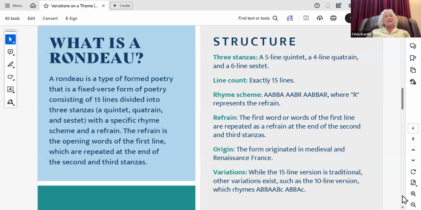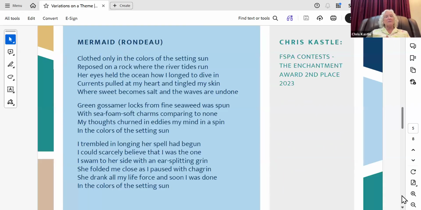So let's go on to the next slide and see if I was able to capture the original story in this variation. Obviously, when I get to the end of it, you'll see that it doesn't end quite the same way. But the category that I got second place for was enchantment. So hence the reason it changes slightly.